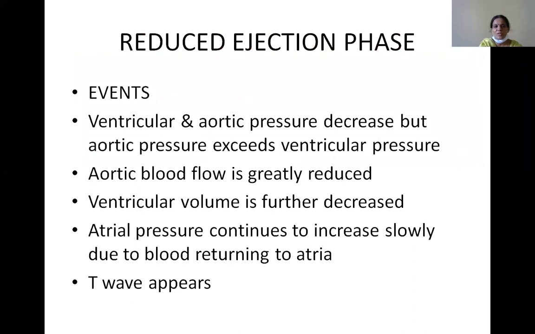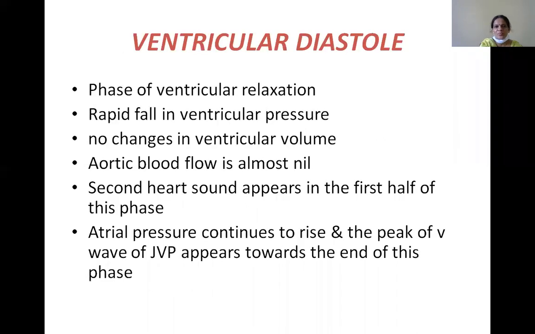Here, what are the events? The ventricular and the aortic pressure decrease, but aortic pressure exceeds the ventricular pressure. Aortic blood flow is greatly reduced. Ventricular volume is further decreased. Atrial pressure continues to increase slowly due to blood returning to the atria, and T wave appears here.